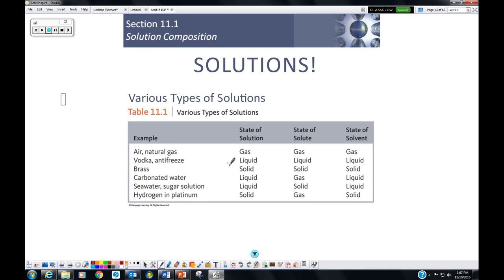Another type is if the solution is in liquid form, and the textbook, this is a textbook slide, points out that vodka is an example of a liquid solution where a liquid is dissolved into a liquid. Basically it's alcohol dissolved in water. Every alcohol has its own proof or percent by volume, and that's how we look at it. But I don't know why they chose vodka, but antifreeze.